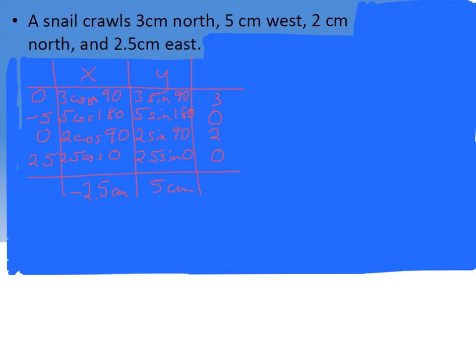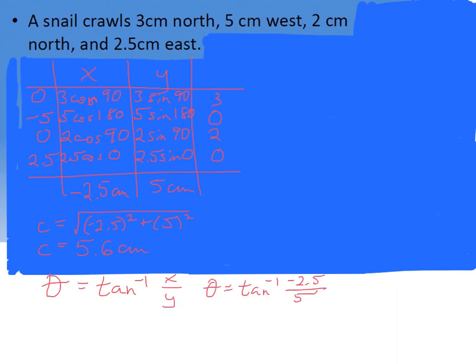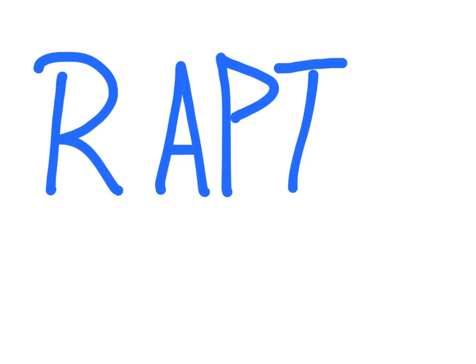So we've done R and A. Now for P, to find the resultant, we need the square root of the x component squared plus the y component squared, which will be 5.6 centimeters. And then lastly, to find theta, we will take the inverse tangent of y over x. Just remember RAPT: Resolve, Add, Pythagorean, Tangent.